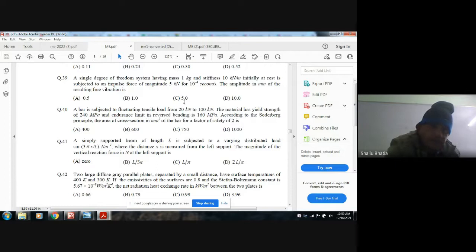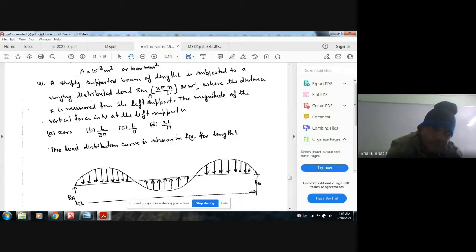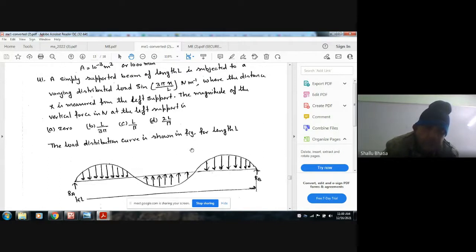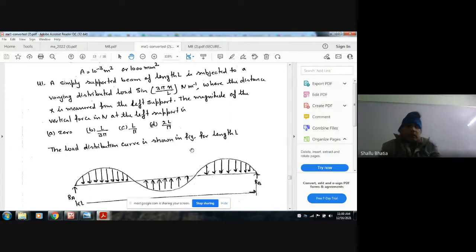Okay. So here, if we draw this curve by putting different values of x, taking the maximum value of x equal to L, because the length is L, and the minimum value as 0, we get this curve. So L is the length, RA is your reaction, and RB is your reaction.